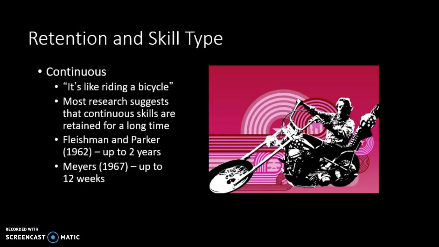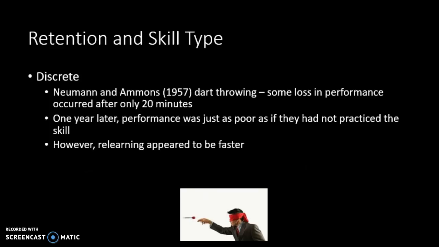And when we look at the skill type, continuous skills, the idea is it's like riding a bike, right? This suggests continuous skills are retained for a longer period of time, as opposed to discrete skills, something like dart throwing. We've seen loss of performance occur after only 20 minutes. And then going even further, 1 year later, performance was just as poor as if they had not practiced the skill at all. However, what they did find is that relearning appeared to be faster.